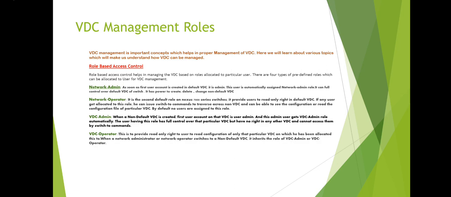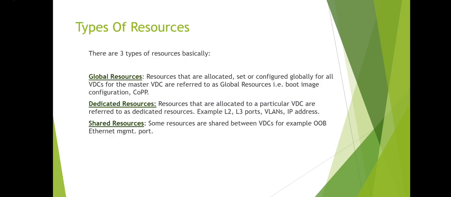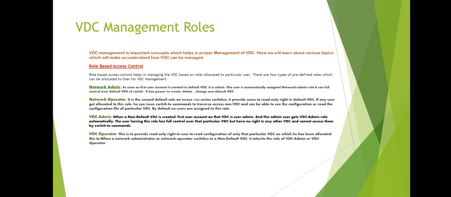We've got 4 different roles: network admin, network operator, VDC admin and VDC operator. So it's called role based access control for the user who will be taking care of VDCs. Network admin can create, delete. Operator, read only access.